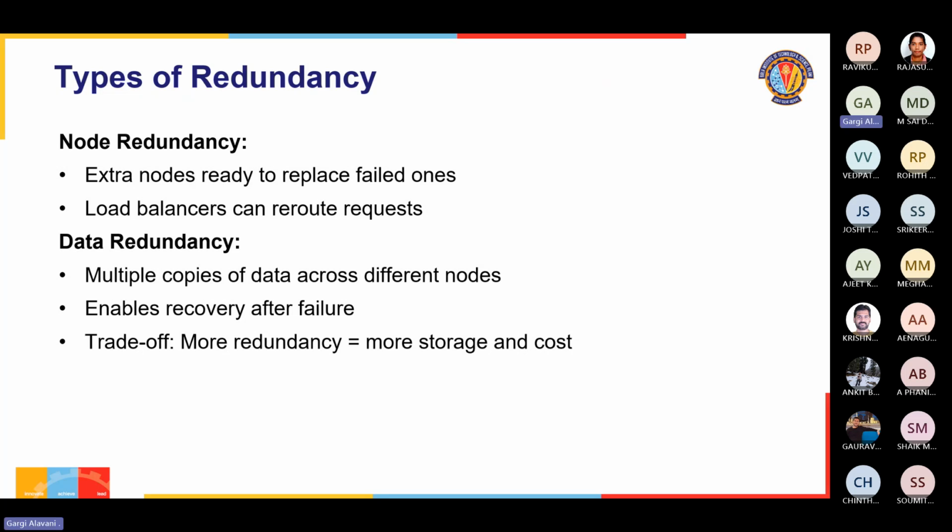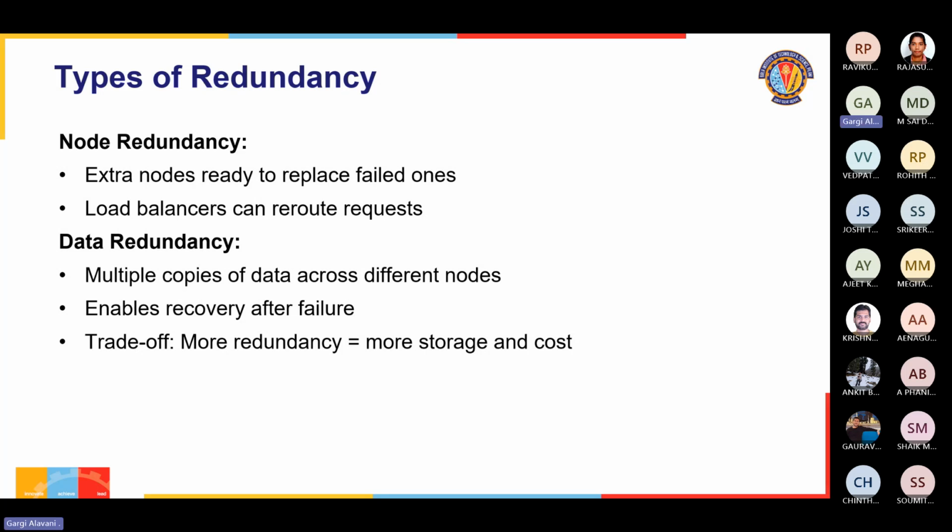So, there are two major ways of how you can have redundancy. Node redundancy is where we have standby nodes or multiple active nodes. So, if one fails, the other continues the work or quickly takes over. This is common in load balanced web services or replicated compute nodes. We can have data redundancy where we keep multiple copies of the same data across different nodes or racks. Even if one copy is lost due to some failure, we can still recover from the other copy.